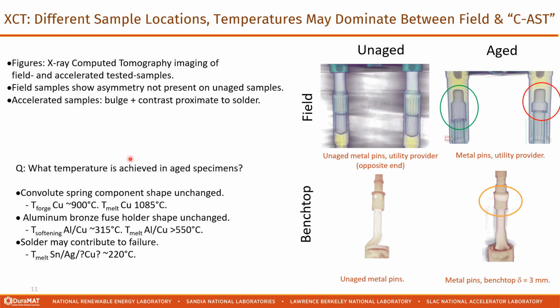You can ask, well, what sort of temperatures are we achieving here? You can look at the convolute spring component. I'll talk about that coming up. That's composed of copper. The melting temperature of copper is greater than 1,000 degrees. The fuse holders are made of aluminum bronze, so the melting temperature here is like 550 C. And then the solder that's used to attach these is composed of like a tin, silver, possibly copper alloy, and this is melting at like 220 C. So we're certainly getting that during the accelerated testing.